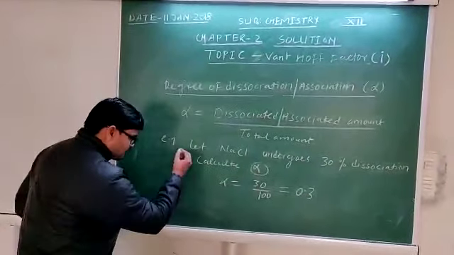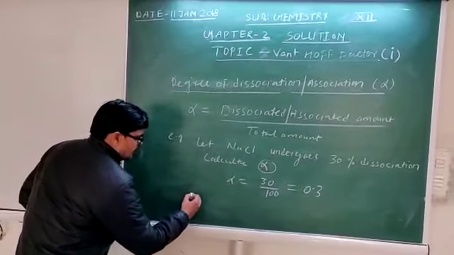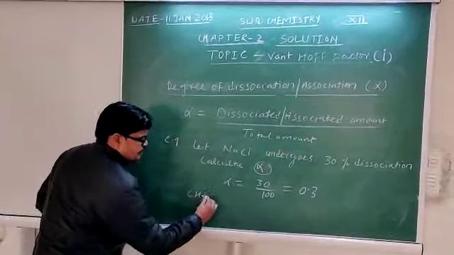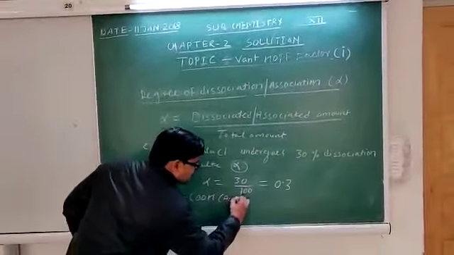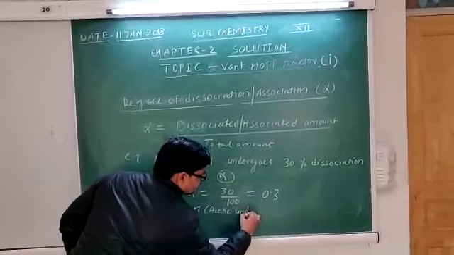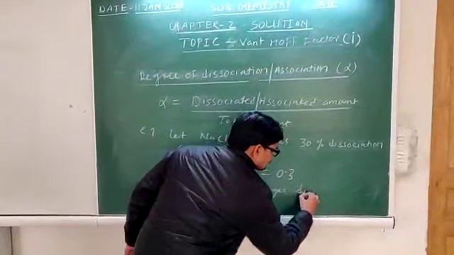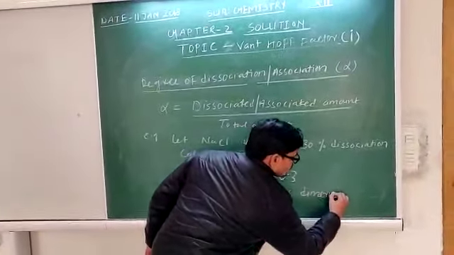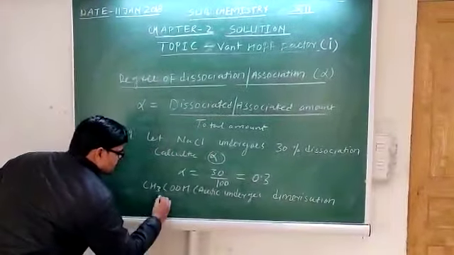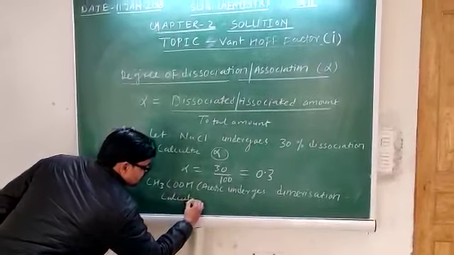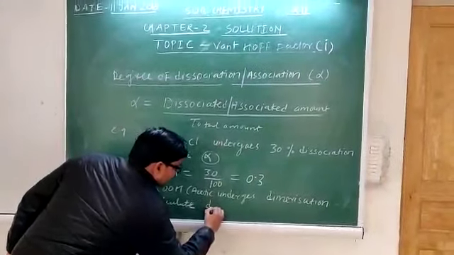Suppose another example to calculate the extent of association. Acetic acid undergoes dimerization. Calculate the degree of association.